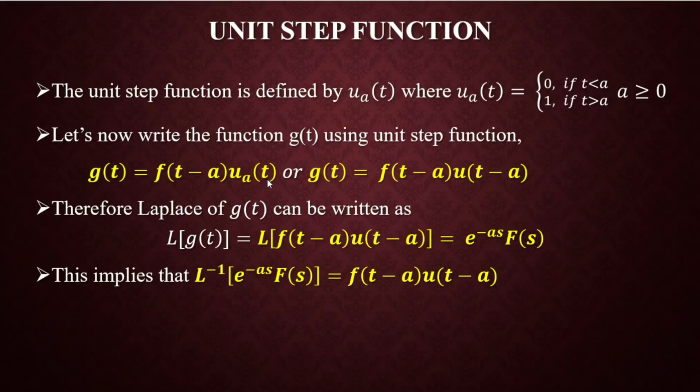Now you can denote the unit step function using u subscript a of t or u of t minus a. Therefore, g(t) can also be written as f(t minus a) u(t minus a). You can use this one or this one according to your convenience. Therefore, Laplace of g(t) is equal to Laplace of f(t minus a) u(t minus a), which is equal to e raised to minus as f(s). We know that Laplace of g(t) is equal to e raised to minus as f(s), right? Therefore, Laplace of f(t minus a) u(t minus a) also will be equal to e raised to minus as f(s).